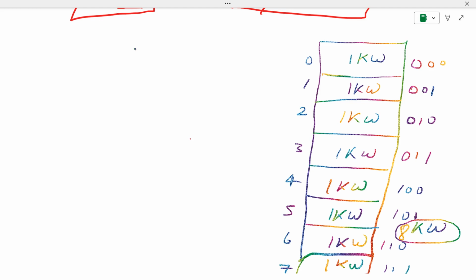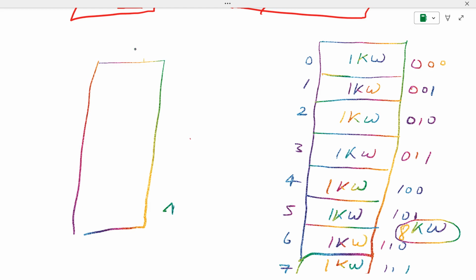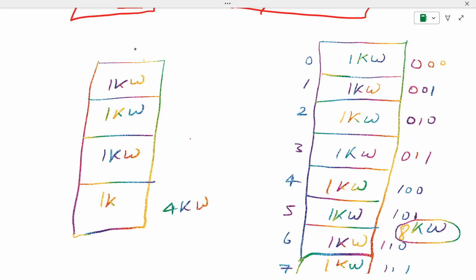Now, this was about the logical address space. Now we have the physical address space, which is 4 kiloword. Let's say in this also we have 4 rows, each row containing 1 kiloword of data. These are the 4 rows, 0, 1, 2, 3, which in binary are 00, 01, 10 and 11.